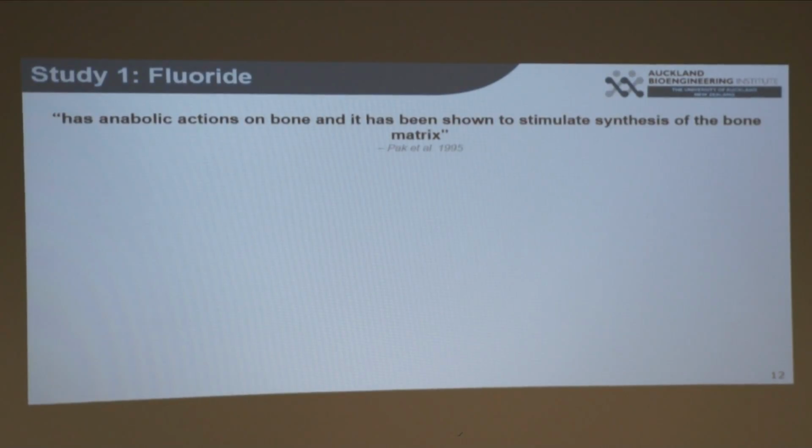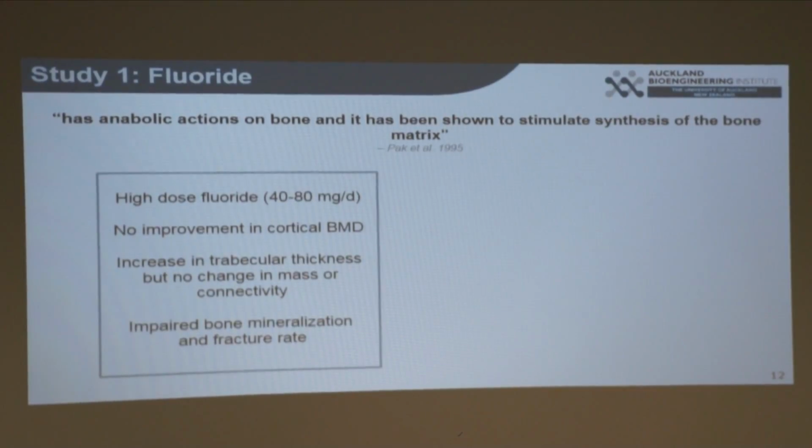Okay, so the first study we applied the framework to was the influence of fluoride on bone strength. Now, fluoride has been around for a while. It's just elemental fluoride, and it has been tested in a number of bone experiments because it's been shown to have anabolic actions on bone and stimulate the synthesis of the bone matrix. Now, early studies used fluoride in quite high doses, and those studies showed no real improvement in the cortical mineral density. Some showed an increase in the trabecular thickness, but no change in the connectivity. And many studies reported an impairment in the bone mineralization and an increase in the fracture rate. And also because the dose of fluoride was so high, several studies reported adverse effects such as nausea and vomiting.